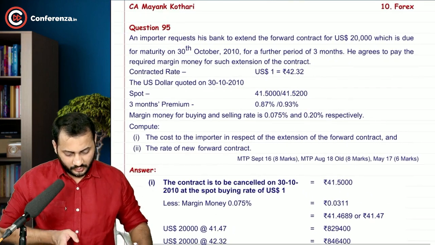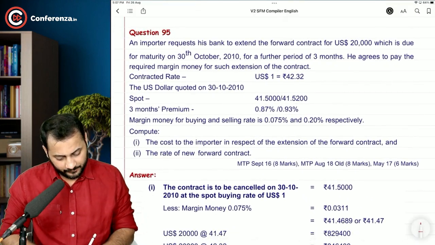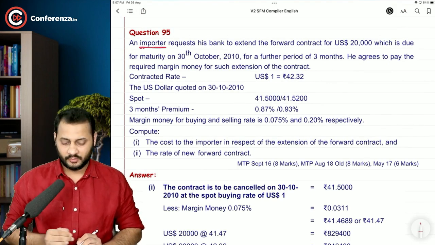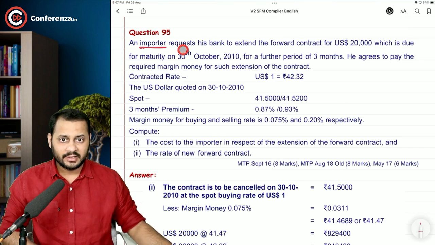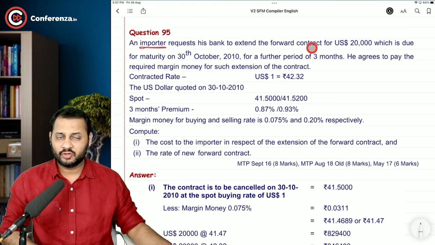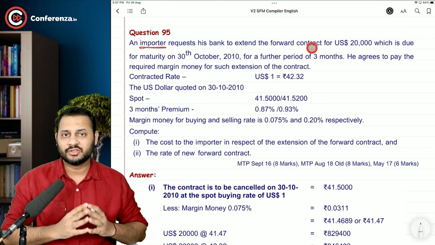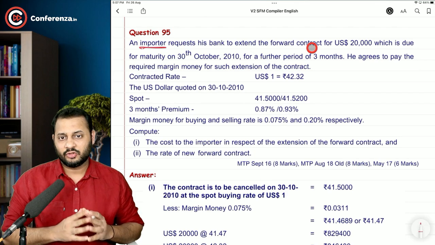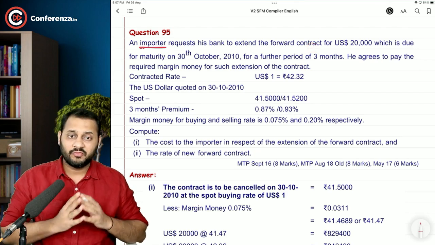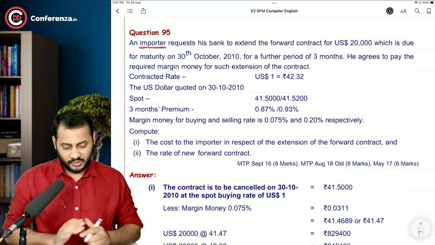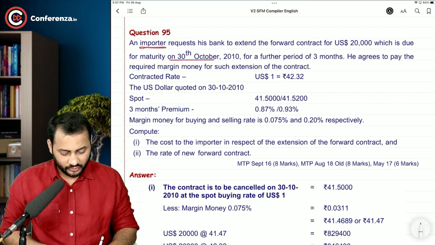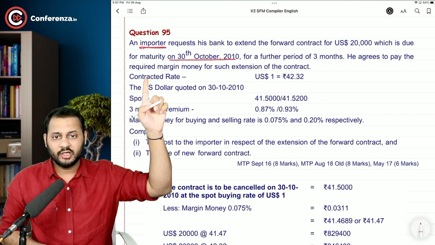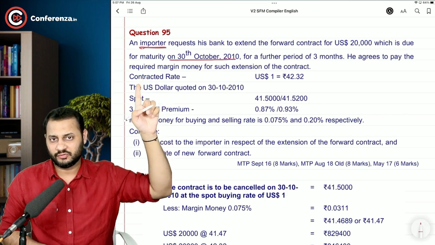See, an importer requests his bank, he wants to buy foreign currency. The importer requests the bank to extend the forward contract of $20,000, which is due for maturity on 30th October 2010, for a further period of 3 months. So the original due date is 30th October 2010. He agrees to pay the required margin money for such extension of the contract.